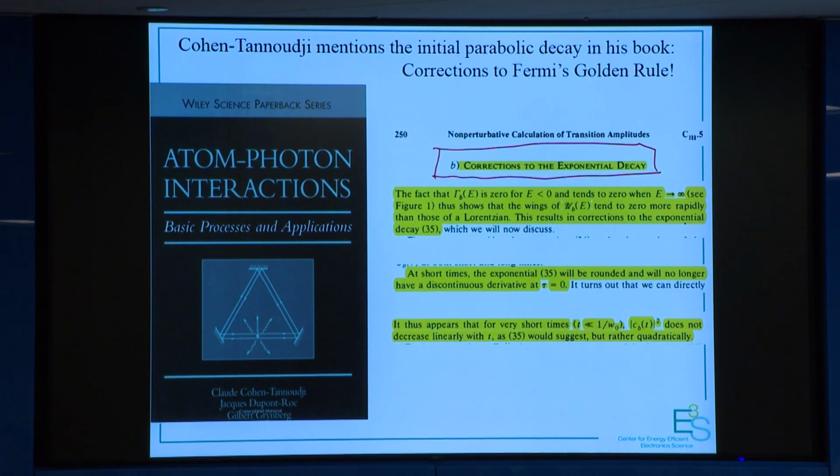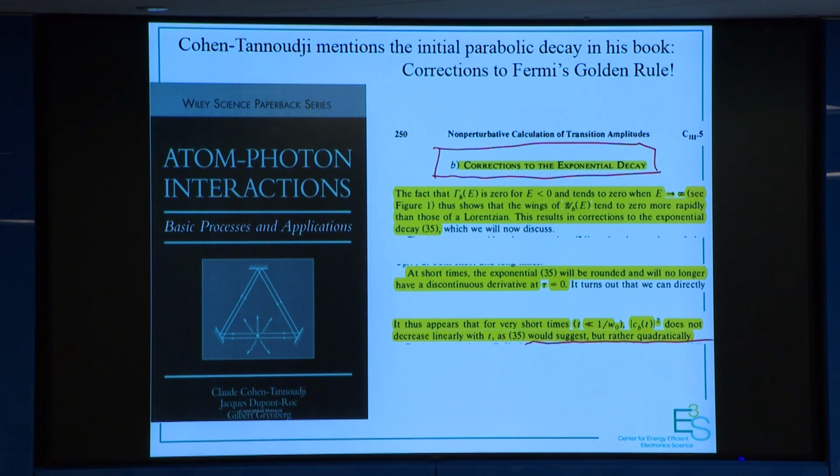This results in corrections to the exponential decay, which we now discuss. At short times, the exponential will be rounded and will no longer have a discontinuous derivative at time t equal to 0. And getting rid of that discontinuous derivative is very important. And he says it appears for very short times that the decay is not linear as it would be for exponential, but it would rather start quadratically.